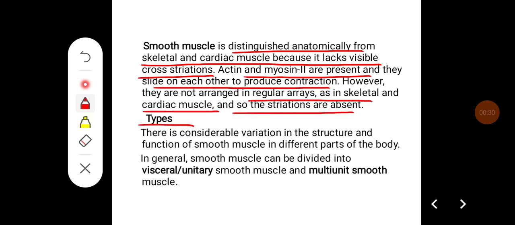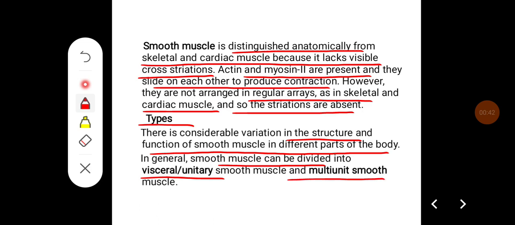There are different types of smooth muscles. There is a considerable variation in the structure and function of smooth muscle in different parts of the body. In general, smooth muscle can be divided into visceral or unitary smooth muscle and multi-unit smooth muscle.